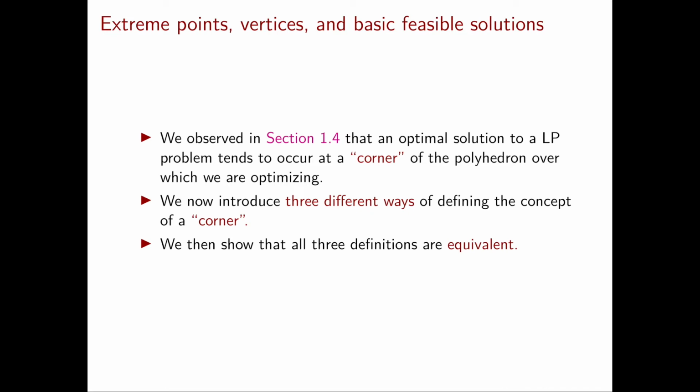We've already seen, both in chapter 1 and in the property 3 that we just discussed, that optimal solutions of a linear programming problem seem to always occur at corners of the polyhedron describing the feasible region of the problem. What we want to do now is give a mathematical definition of a corner point. In fact, we're going to give 3 possible definitions of corner points.